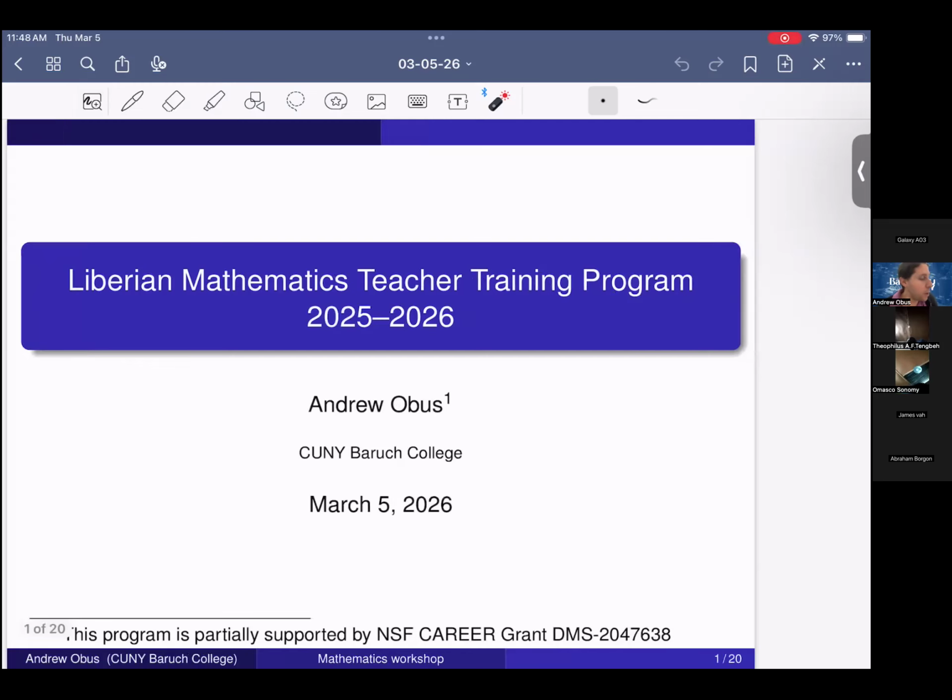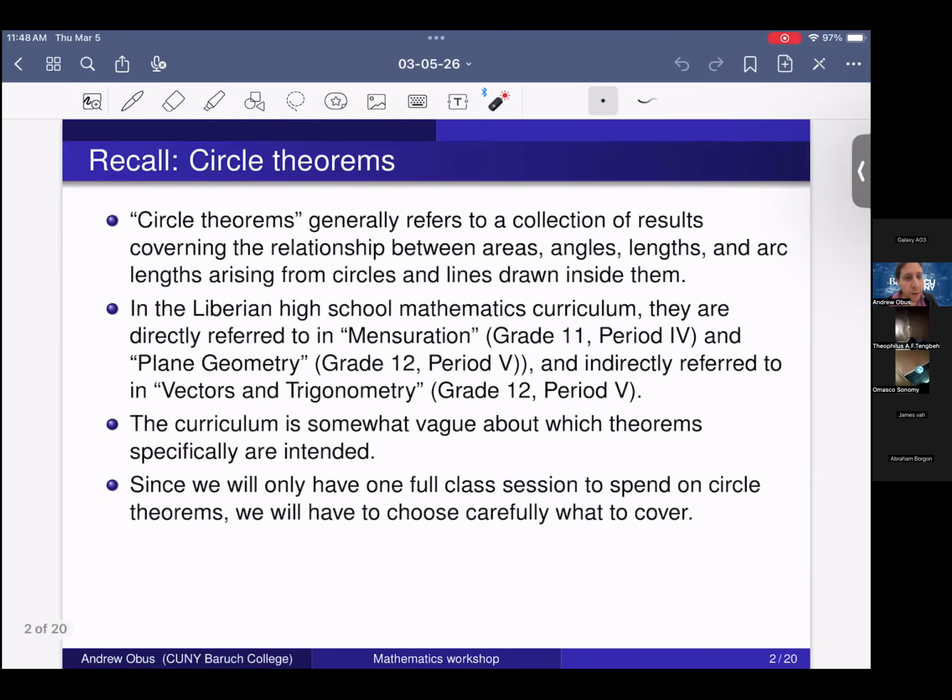Okay. So I just want to recall, what do we mean by these circle theorems? Well, it generally refers to a collection of results governing the relationship between areas, angles, lengths, and arc lengths that arise from circles and lines drawn inside them. It's a very general definition.